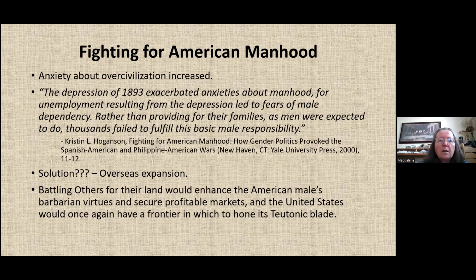So the combination, what is the solution to this? Fear, anxiety about over-civilization, the frontier being gone, male dependency. What's the solution to all of this? Overseas expansion. Battling others for their land would enhance the American male's barbarian virtues and secure profitable markets, and the United States would once again have a frontier in which to hone its Teutonic blade.